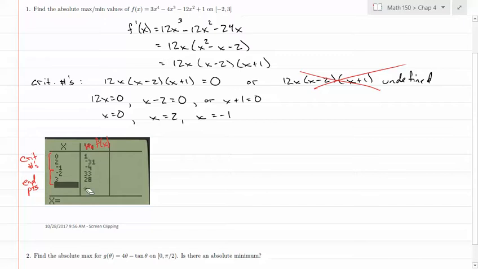These are the outputs I get when I plug in those numbers, and it's looking like negative 31 is the smallest, so that would be the absolute minimum. And then positive 33 is the biggest number in that list, so that would be the absolute maximum.